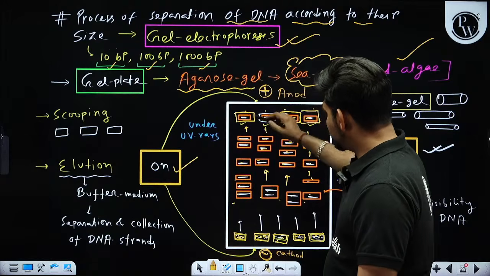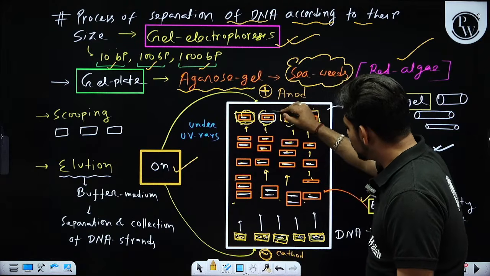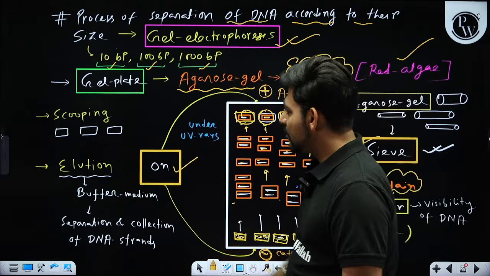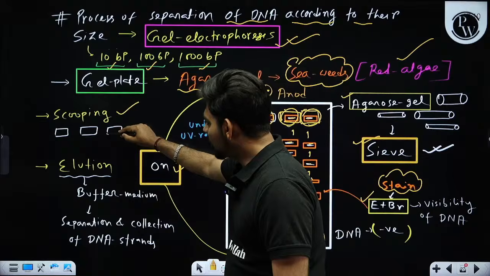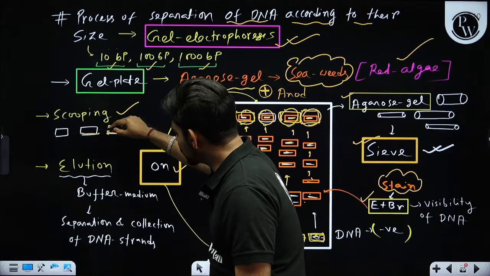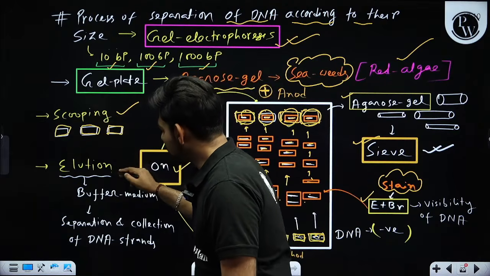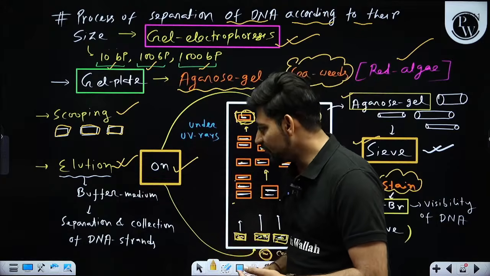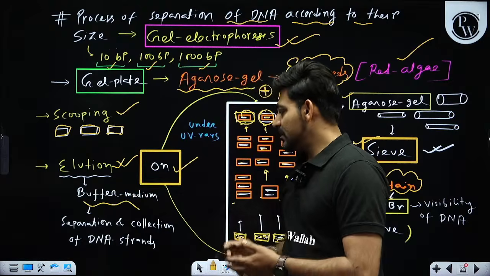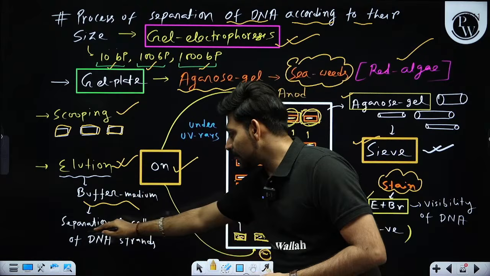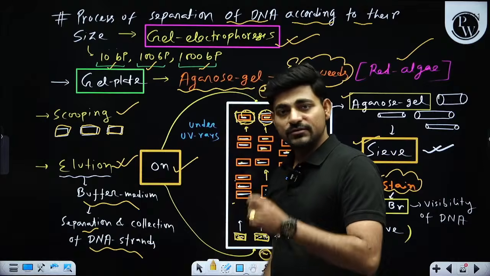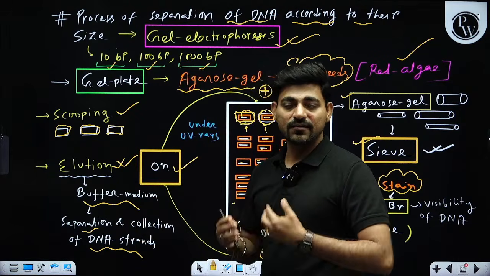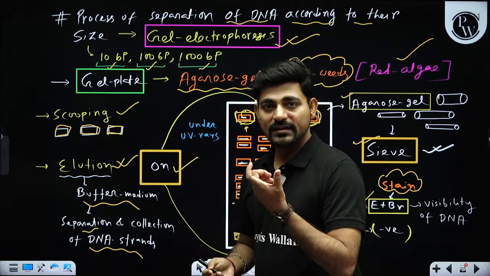Now, once you have marked the gene of interest or the desirable pieces of the gene, by the process of scooping, you have to take out that portion of agarose gel, and by the process of elution, by utilizing elution buffer, a special kind of buffer medium, we will separate out and collect the smaller DNA strands, if these smaller DNA strands are the desirable DNA piece.